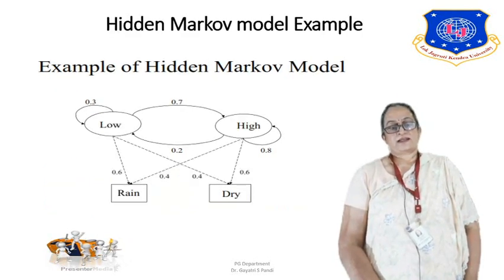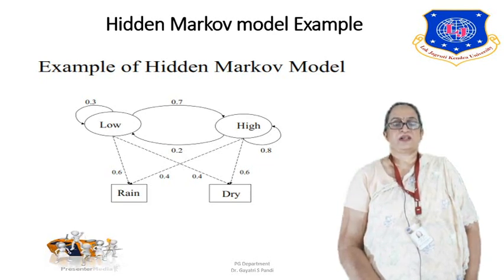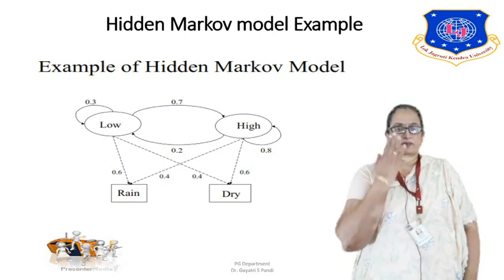This is an example of hidden Markov model. So basically two extra states are defined here, low and high, and the various probabilities as we discussed in the previous slide are specified here. From low to low it is basically 0.3, from high to high it is 0.8, from low to high it is 0.7, and from high to low it is 0.2. Like that, various other probabilities are defined for the hidden Markov model.